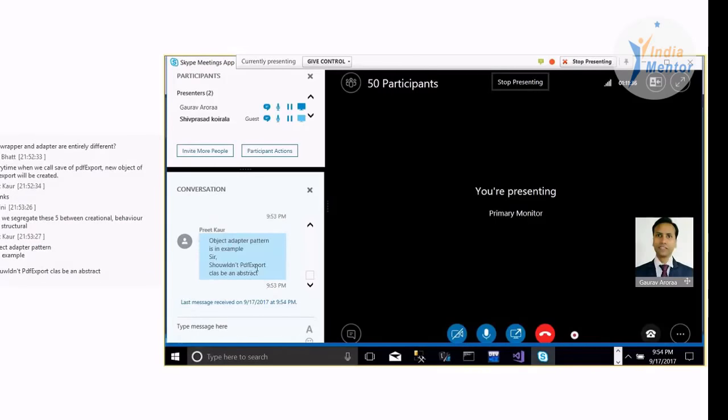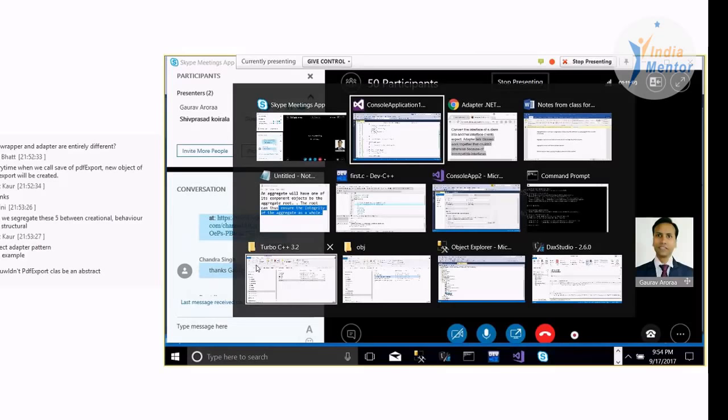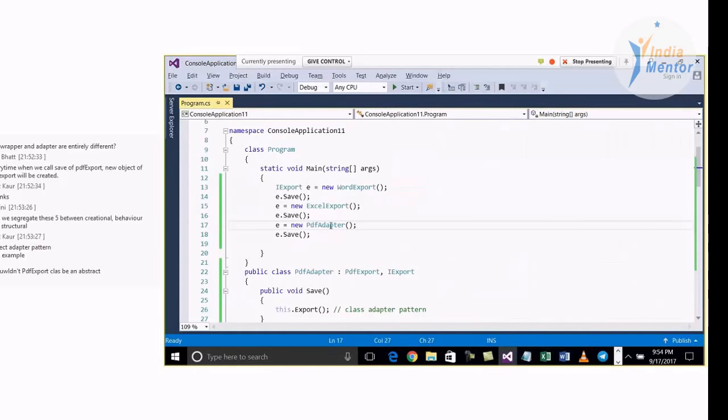Okay, so object adapter, shouldn't the PDF export class be an abstract class? No, the PDF export class cannot be an abstract class, because we have to create the object of that class. I need to create the object, or else I won't be able to make a call, right? This PDF adapter, I have to create an object. If I create an abstract class, then I cannot create an object of it.